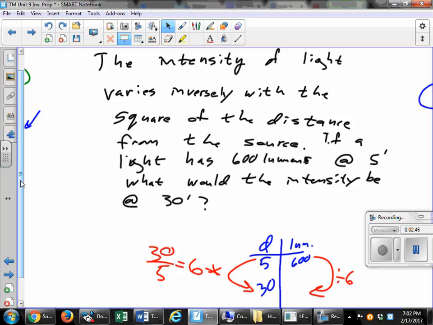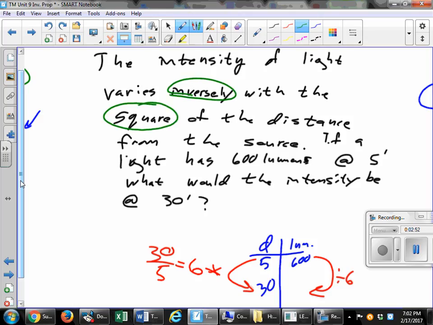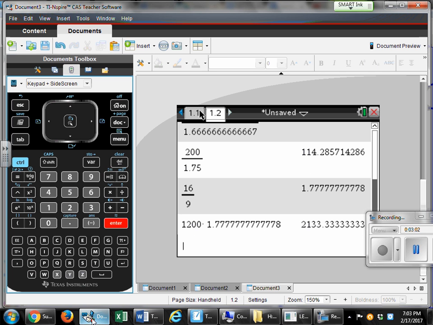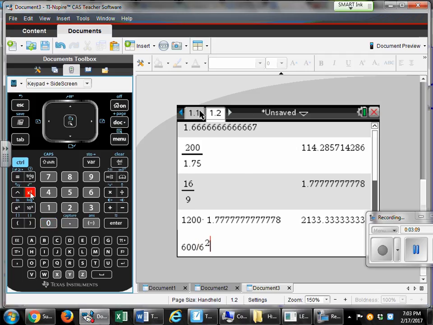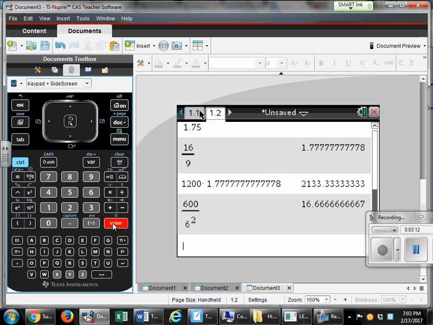But wait. It says inversely as the square. So it's not just divided by 6, it's divided by 6 squared. So you go over to your calculator, you take 600 and divide it by 6 squared. The answer would be 16.6 repeating.